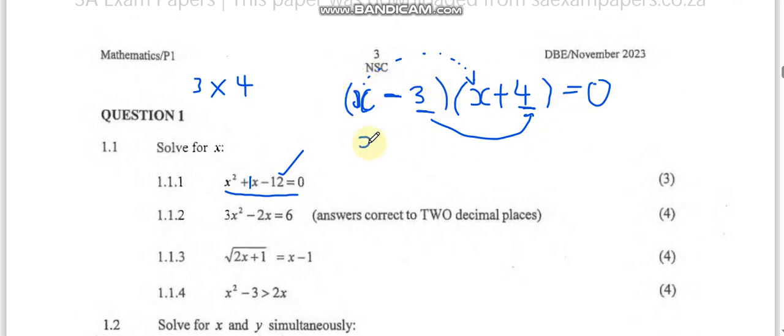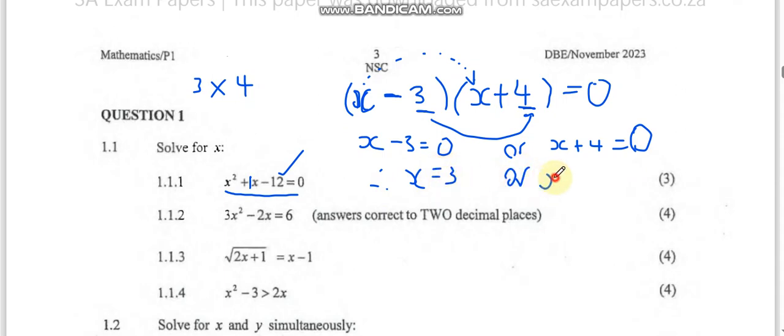Then from here we just say x minus 3 equal to 0, or as well, x plus 4 equal to 0. Therefore we conclude that our x is equal to 3, or our x is equal to minus 4. So these are the two solutions for this question.